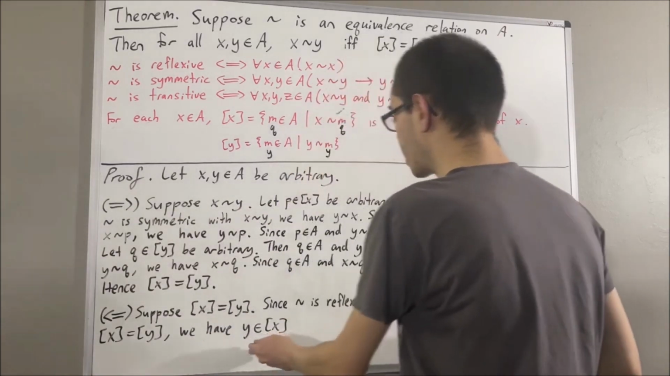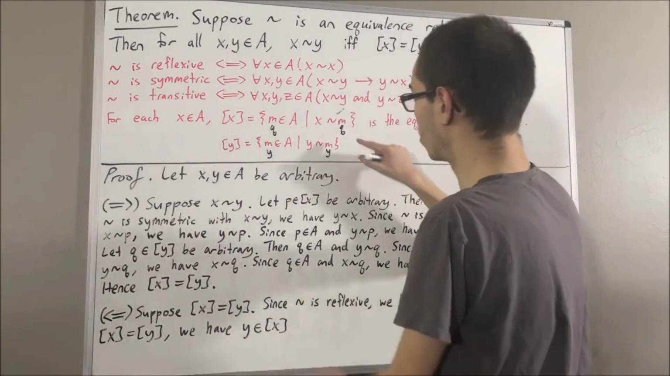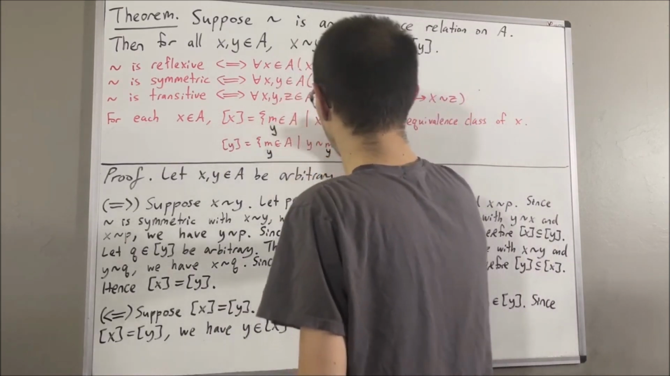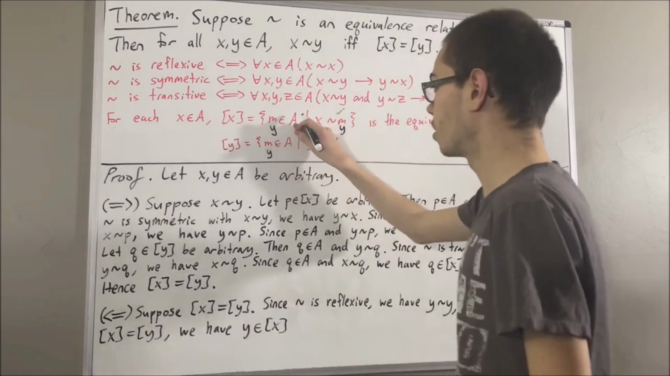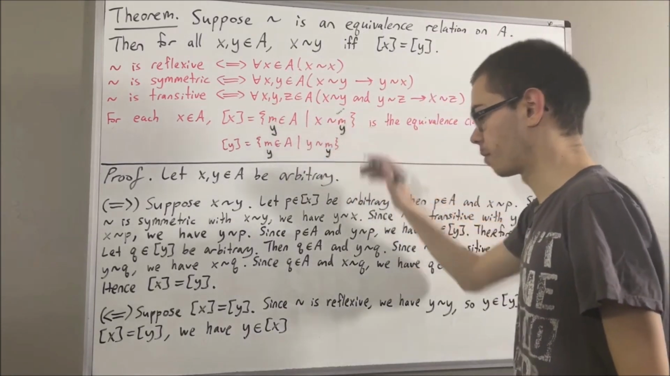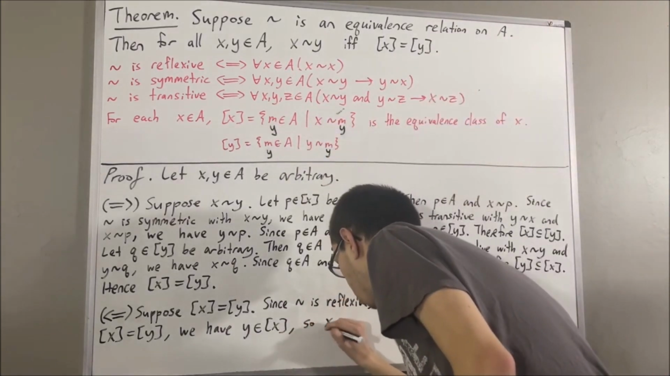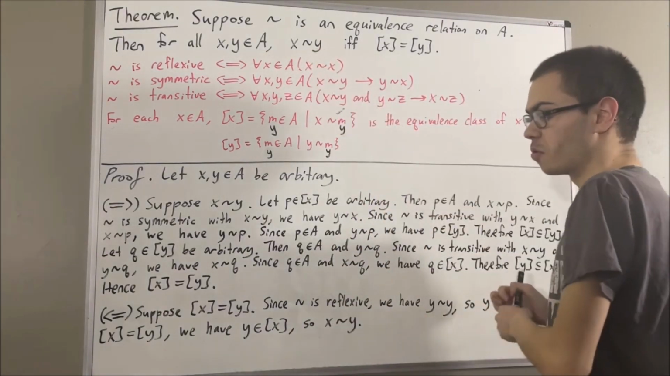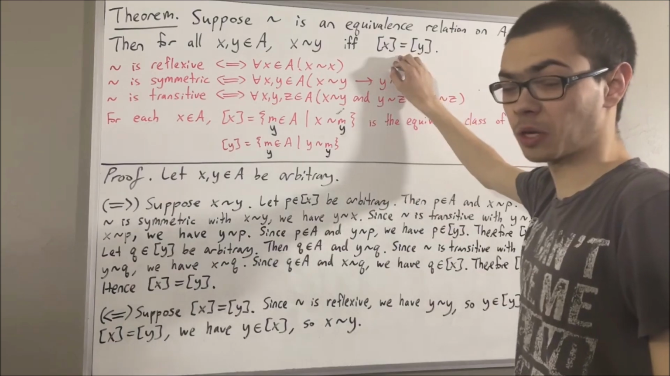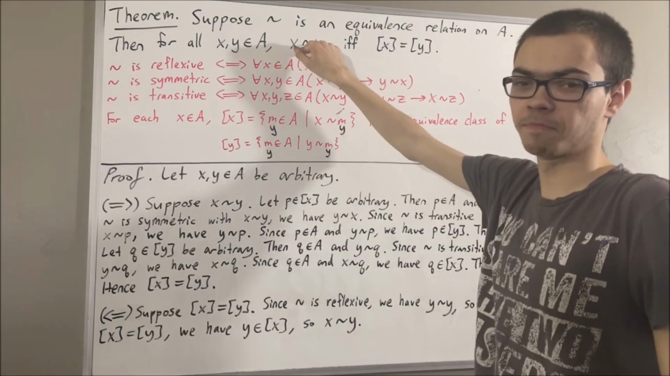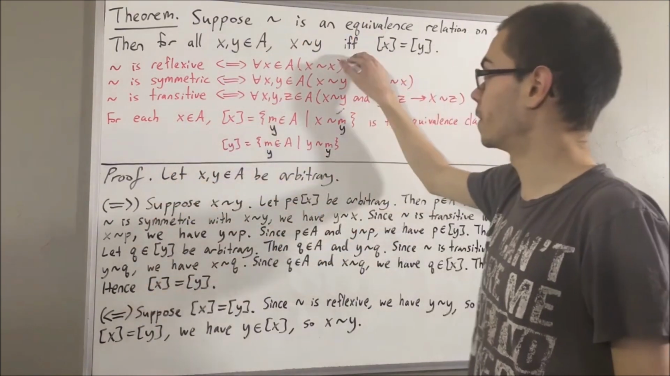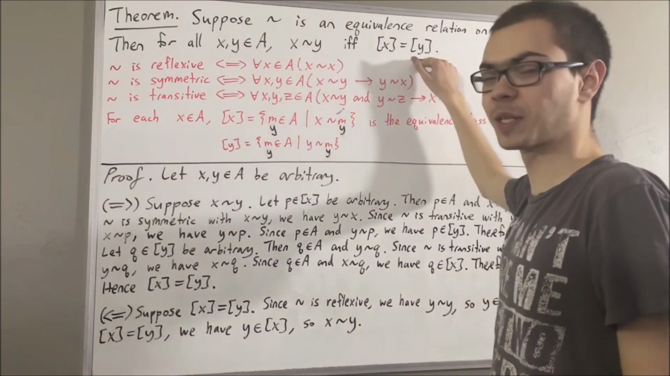Well, what does it mean for y to be an element of the equivalence class of x? Well, if we take m to be y, it means that y is an element of A with the property that x is related to y. So, x is related to y. And that's exactly what we wanted to show. So, we have shown if the two equivalence classes are equal, then x is related to y. And so, we have proven both directions of the if and only if. So we have proven this entire statement.